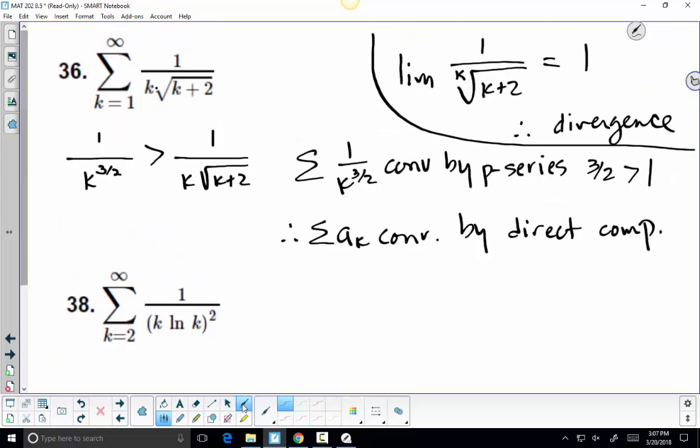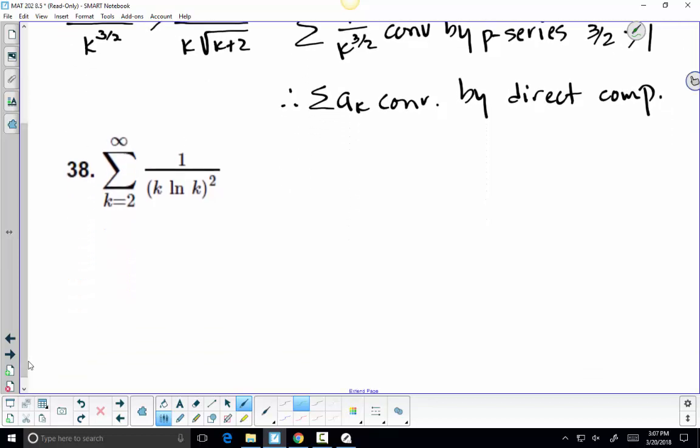So let me just put an if up here. So if it was a kth root. Okay, this one, what's our hunch here? The denominator is k squared times natural log squared of k. Converge, right? If that natural log wasn't there, we'd have convergence. That natural log is a function that's going to infinity, so that can only accelerate the growth in the denominator, which means the fractions are going to zero even quicker than just 1 over k squared.